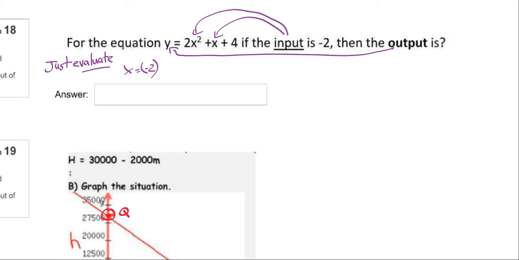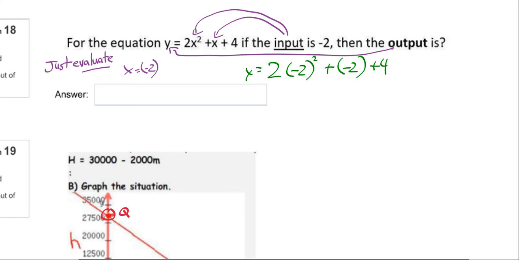The first question here: for the equation y equals 2x squared plus x plus 4, if the input is -2, what's the output? Input is -2 is a way of saying evaluate when x is equal to -2. So I take 2 times x squared, which is -2 squared, plus x, that's a -2, plus 4. Evaluate this, so y equals that.